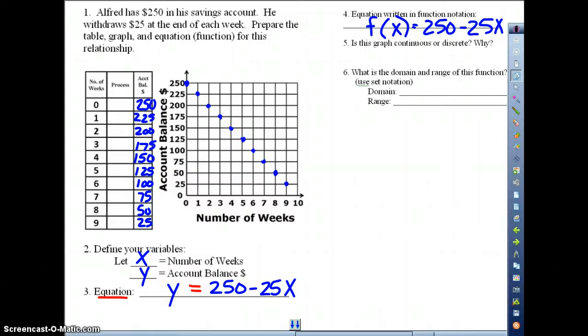Is this graph continuous or discrete, and why? I want you to explain. Discrete, why? Yeah, I did. I gave you specific weeks. It did say he withdraws the money at the end of the week, and Joe says he isn't just continually dragging money out of his account all week long. He's only taking it out at the end of the week. So yeah, this is discrete, because he only makes that withdrawal one time a week at the end of the week.